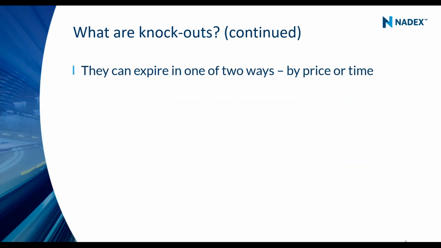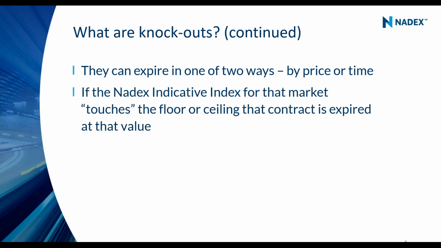Now, why is it called a knockout? A knockout can expire in two ways. There's either a price knockout or a time knockout. Each one of these products has a Nadex indicative index for that market, whether you're trading Forex or stock indices or commodities, where we have knockouts for all of those, and I'll show you what products we have knockouts on.